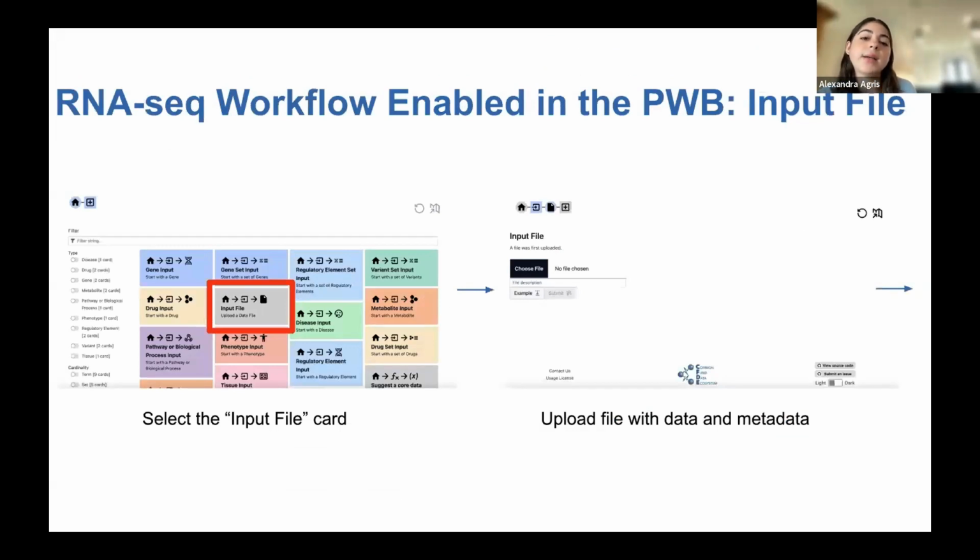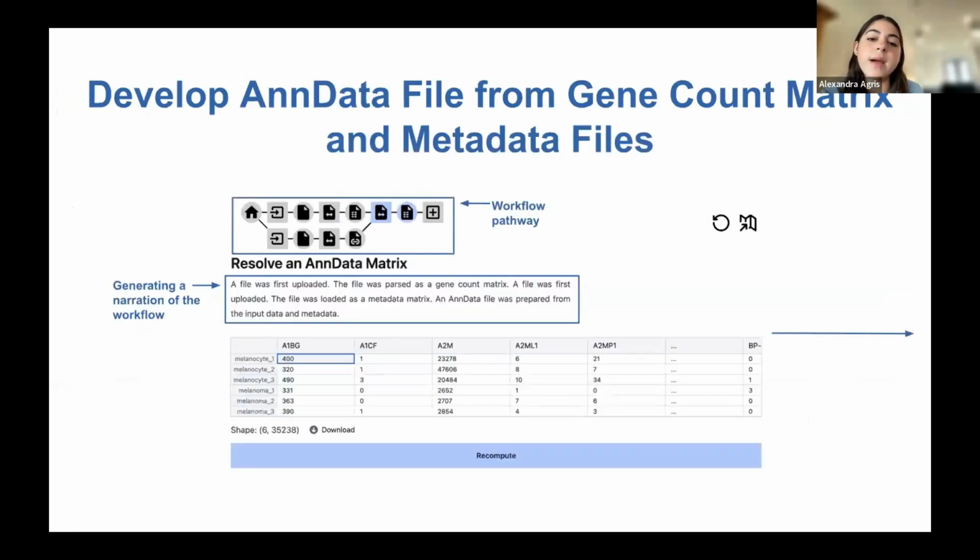To display how executing this pipeline would look from a user point of view, here is a screenshot of the workflow in the Playbook app as the GEO study was analyzed. First, the input file card was selected and the data and metadata files were uploaded. From there, the files were merged into an AnnData file. As a user moves through the workflow, the analysis can be visualized on the top of their screen as shown here. If a user clicks on any icon representing a previous step of the analysis, they can move back to that step and create a new branch from there.